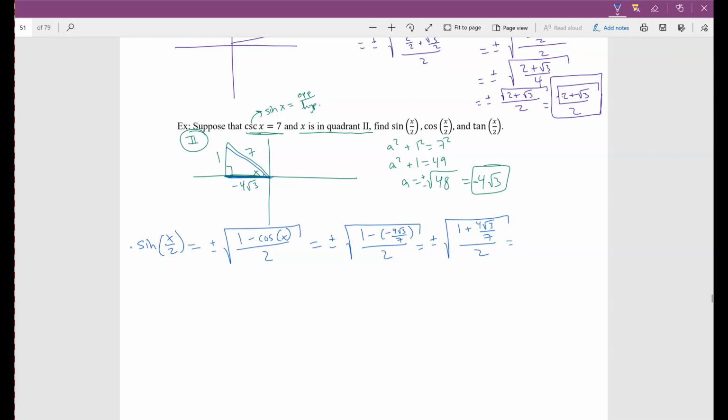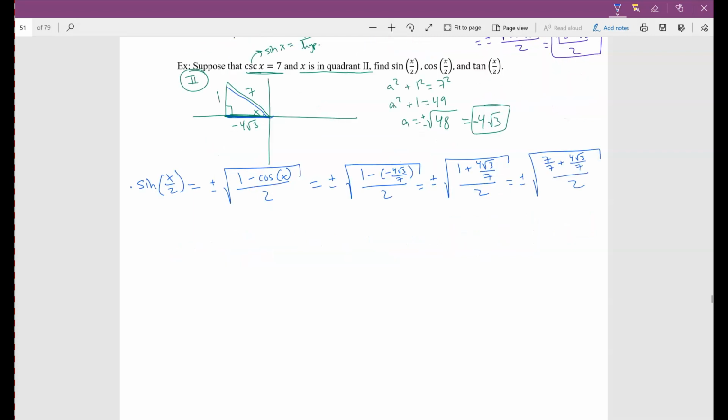Okay, so on the top part, I'm going to get 7 over 7 plus 4 square root of 3 over 7, over 2. Oh, wait a minute. Why am I changing it? Oh, yeah. Okay. Got it. So plus or minus square root. You're going to get 7 plus 4 square root of 3 divided by 7, divided by 2. So then I get plus or minus the square root of 7 plus 4 square root of 3 divided by 14. Alrighty, so you can leave it like this. You can reduce it even more if you want to.